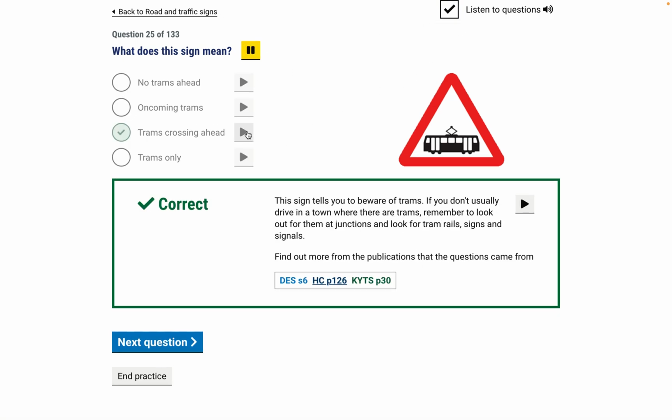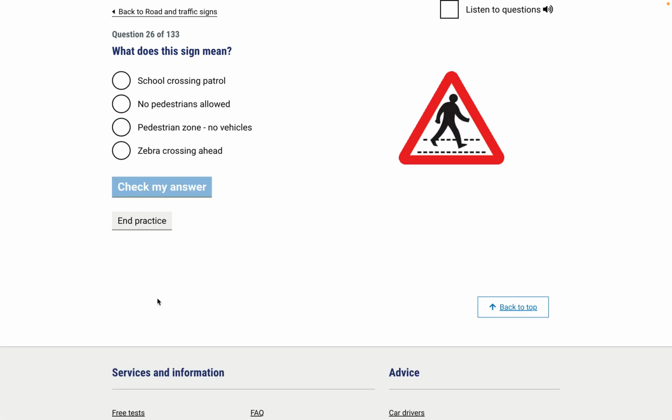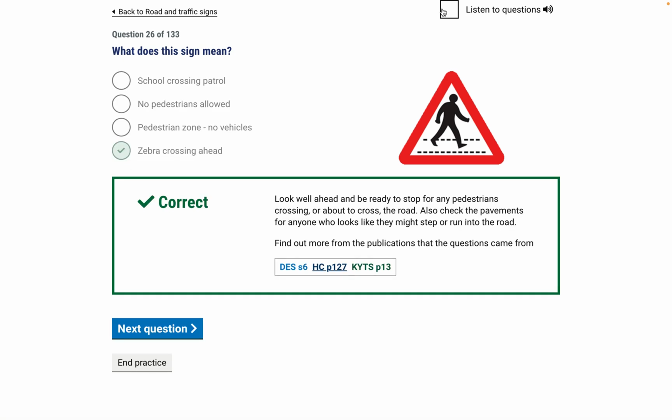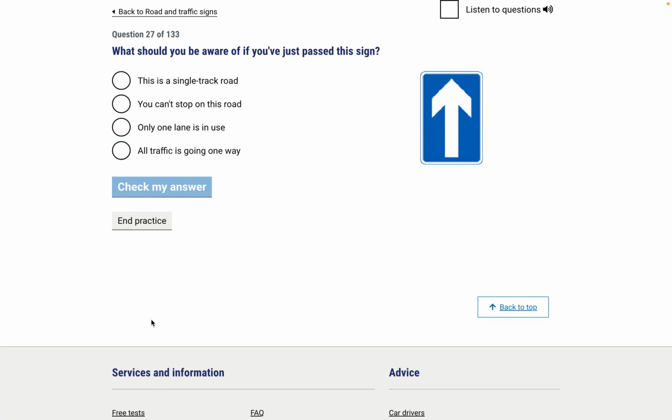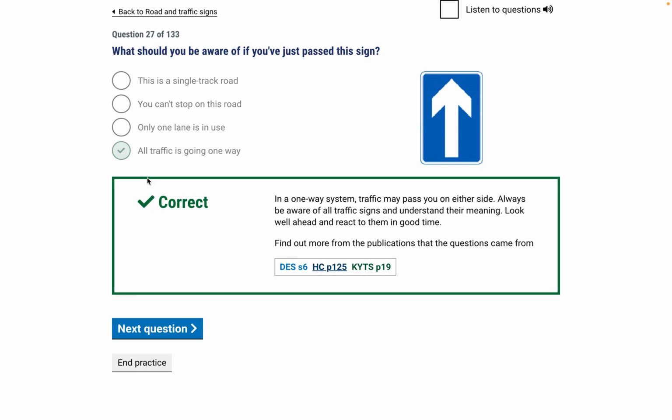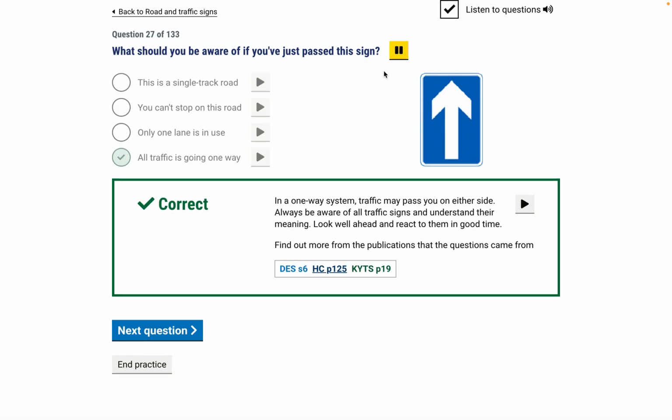What does this sign mean? Trams crossing ahead. What does this sign mean? Zebra crossing ahead. What should you be aware of if you've just passed this sign? All traffic is going one way.